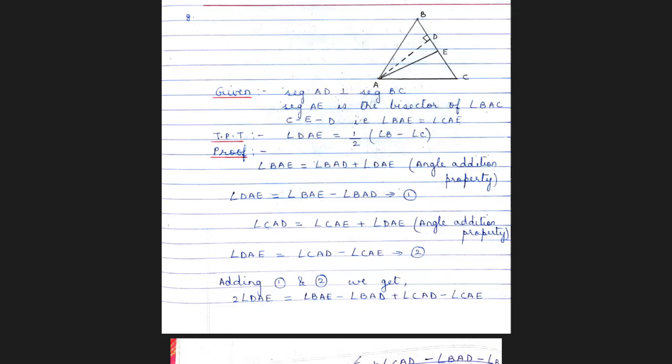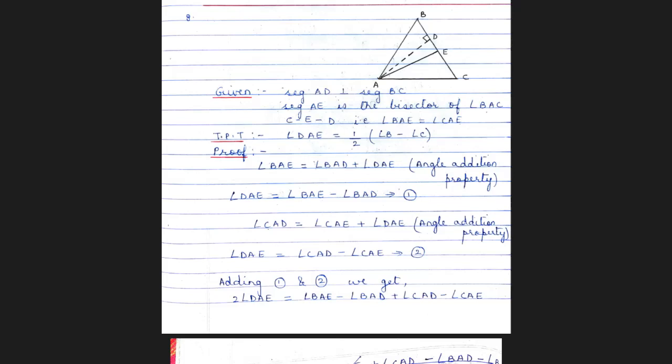Similarly, angle CAD is the sum of the angle CAE and DAE. Same reason. From here, I get angle DAE as angle CAD minus angle CAE. Mark it as equation number 2. Add both these equations 1 and 2. Left hand side, I get twice angle DAE, and on the right hand side, angle BAE minus angle BAD plus angle CAD minus angle CAE.